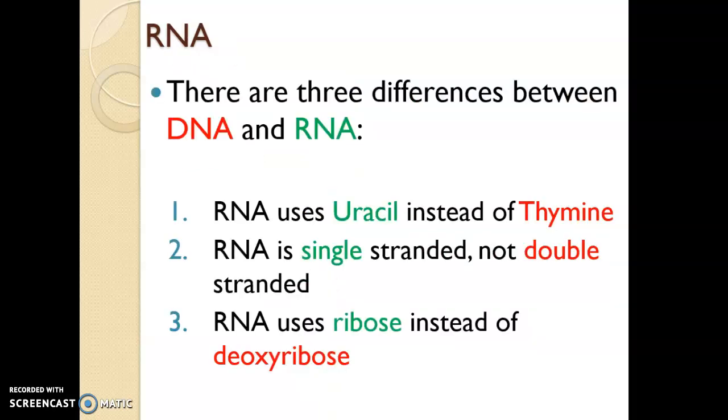After already going over the first two differences in previous slides, the third difference is that RNA, instead of using the sugar deoxyribose, uses the sugar ribose instead. It has a slightly different structure, but as far as you need to know, you just need to know that it uses ribose sugar instead.